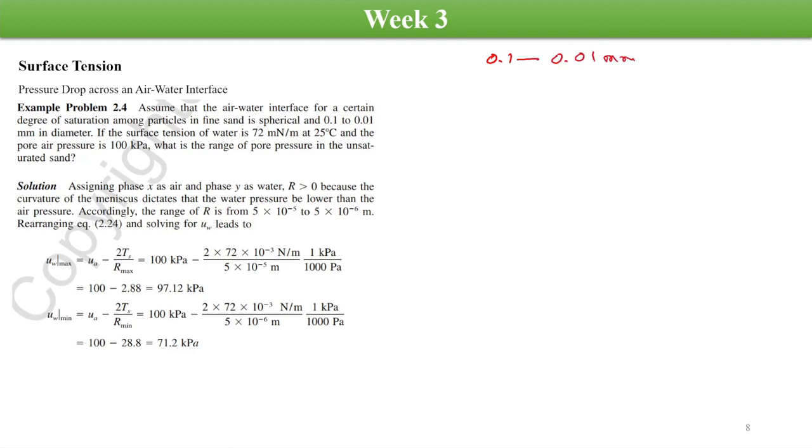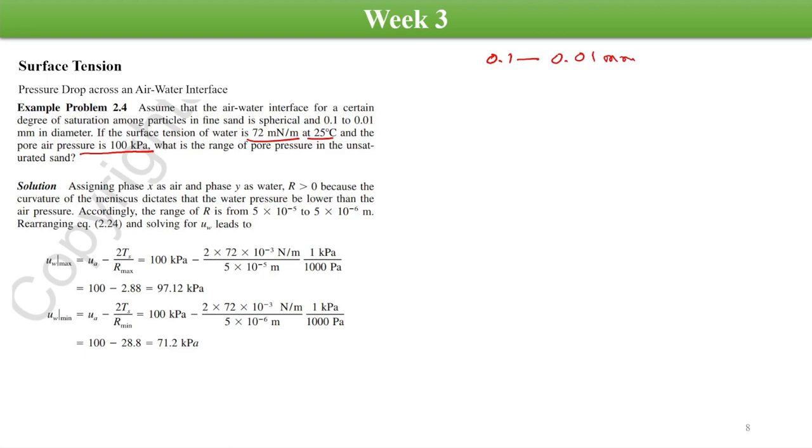If the surface tension of the water is 72, as in the last question, at 25 degrees Celsius, and the pore air pressure UA is 100 kPa, what is the range of pore water pressure in the unsaturated sands?